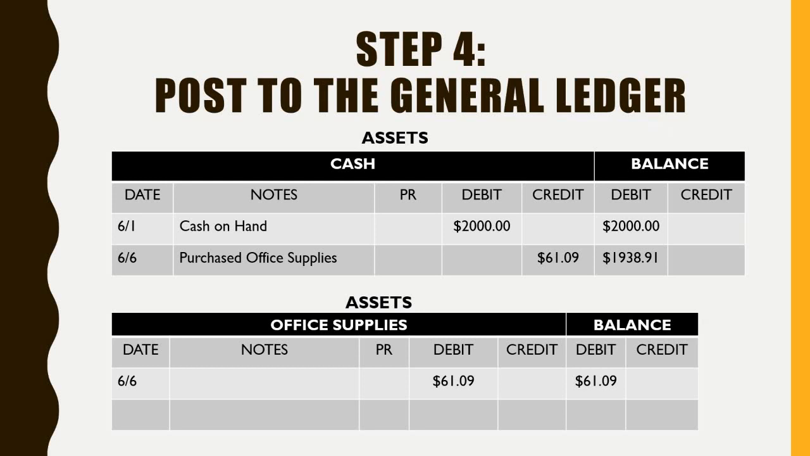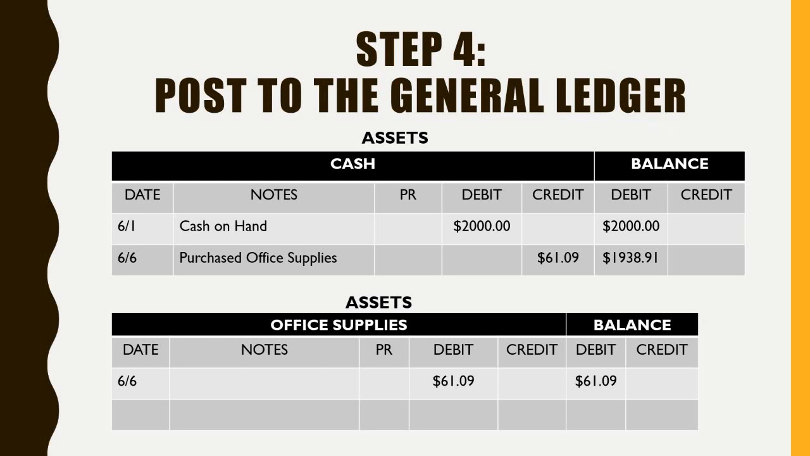So in my chart of accounts, I have an office supplies account and a cash account. And this is what it would look like. In this case, for office supplies, I started out with none. So on June 6th, I increased my office supplies by $61.09.